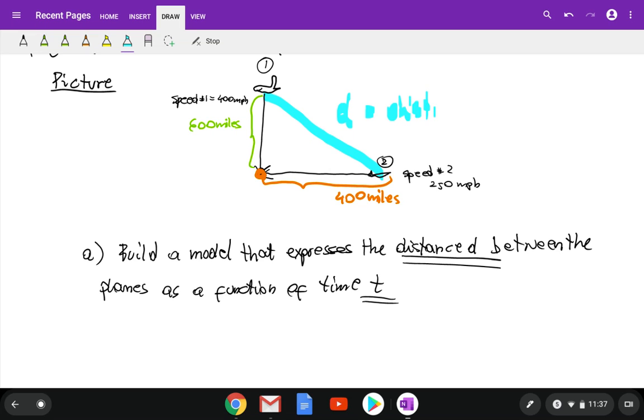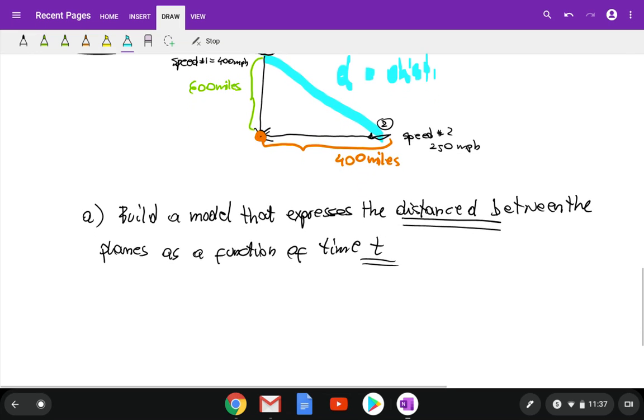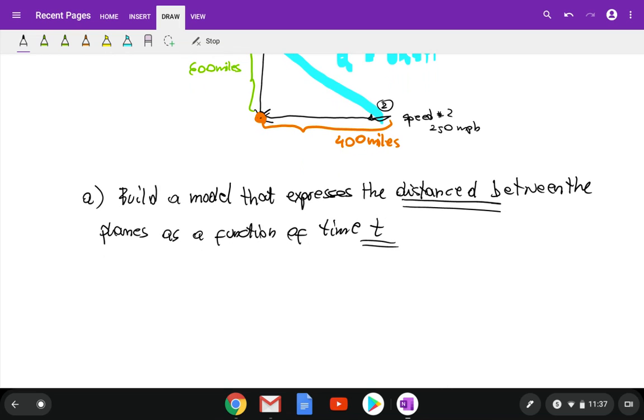To be able to solve that problem, we need to review the distance formula. Distance is equal to rate times time. And again, rate is just speed. You can rewrite that as speed times time.